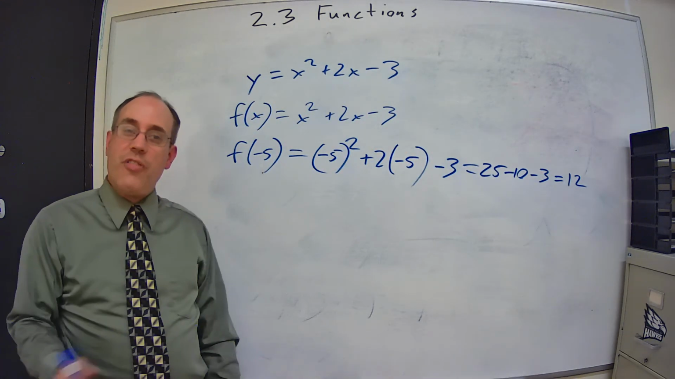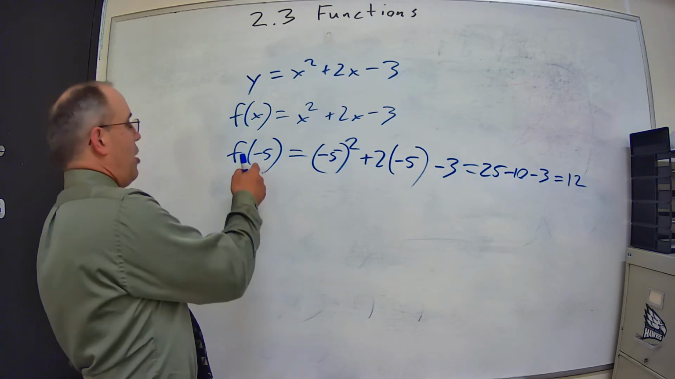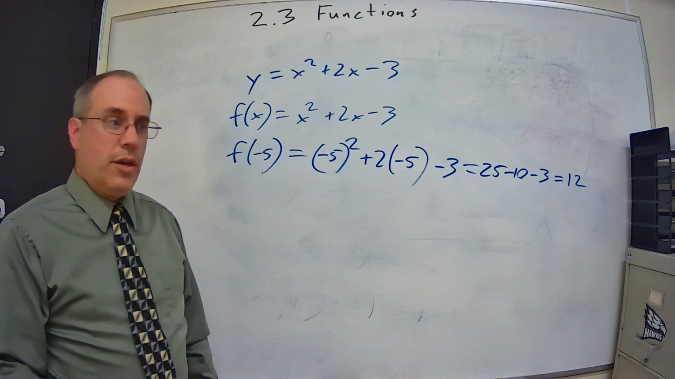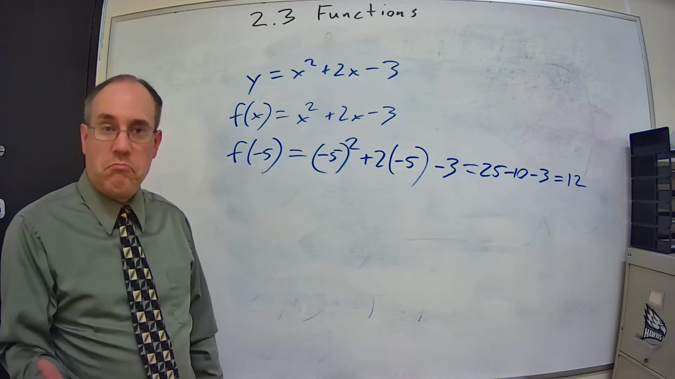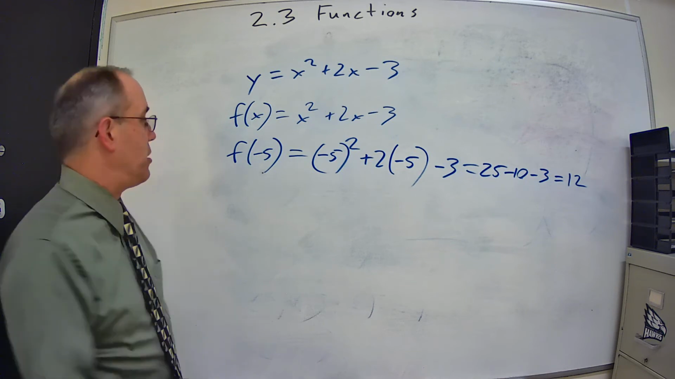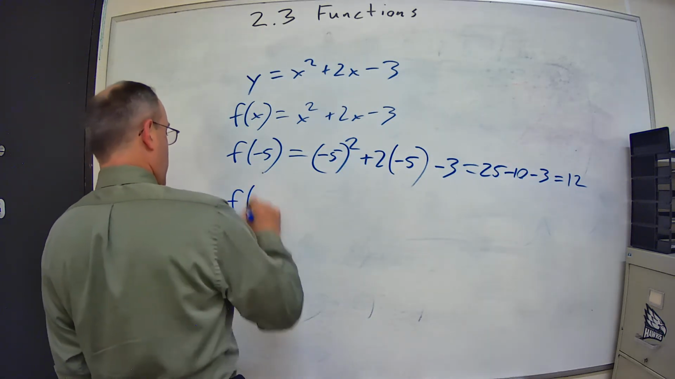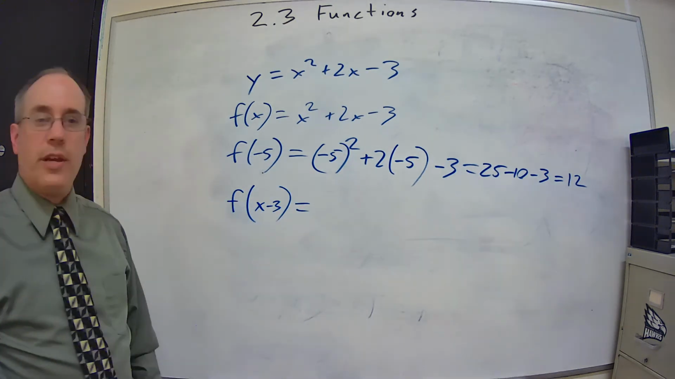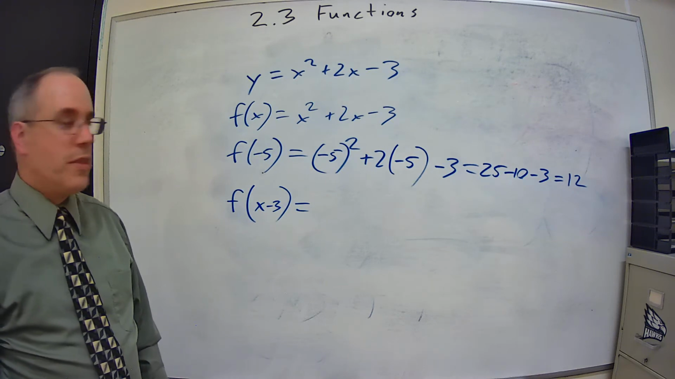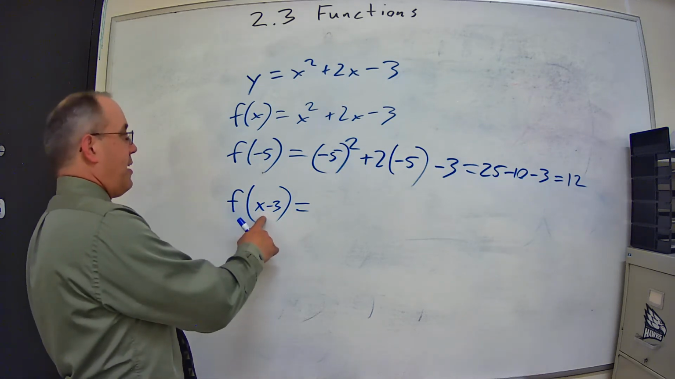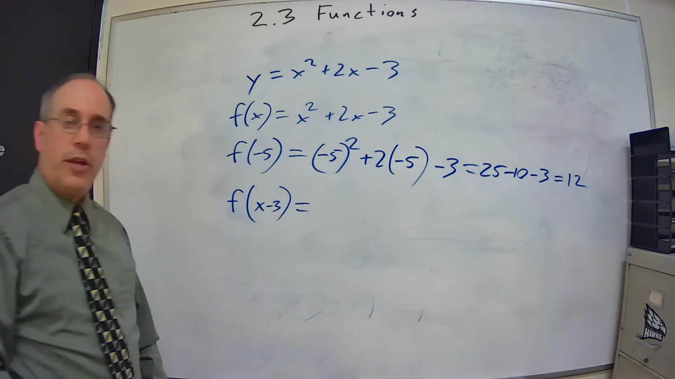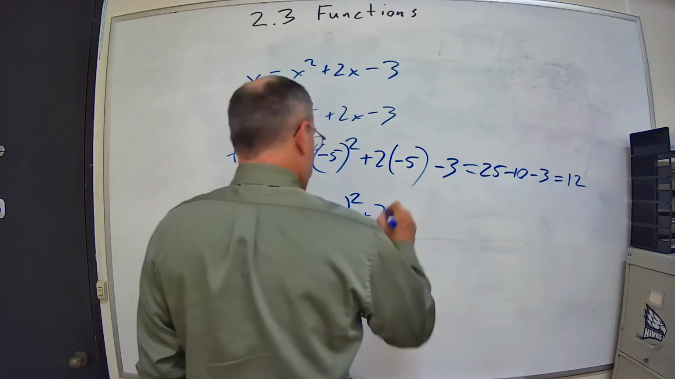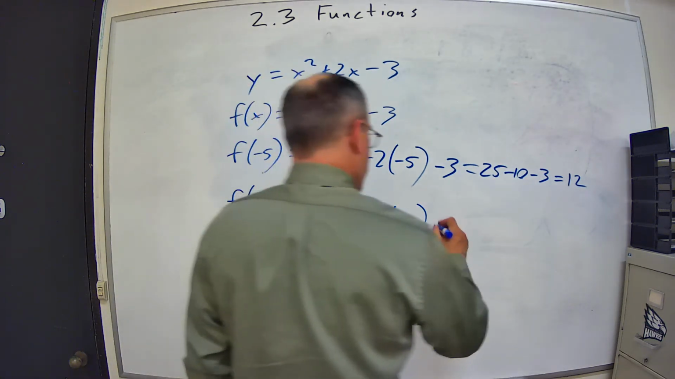There you go. Now another thing that we can do with this is we don't have to necessarily just plug in a numerical value. We could plug in another function or another algebraic expression. F of x minus 3. Well, what does that tell us to do? Well, that says take anywhere there's an x in here and fill in x minus 3. X minus 3 squared plus 2 times x minus 3 minus 3.